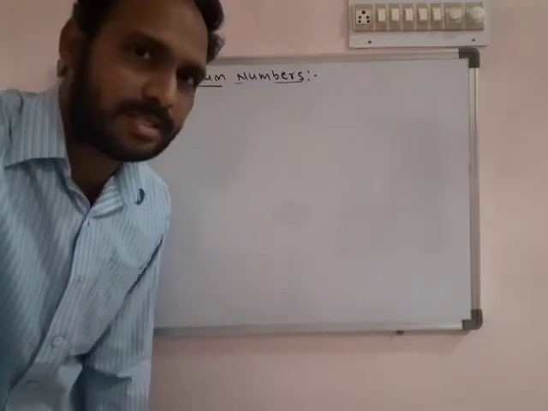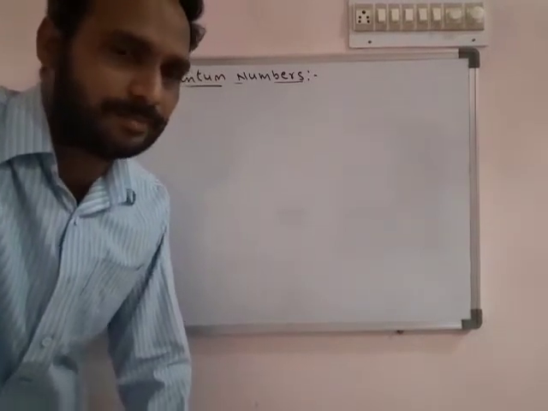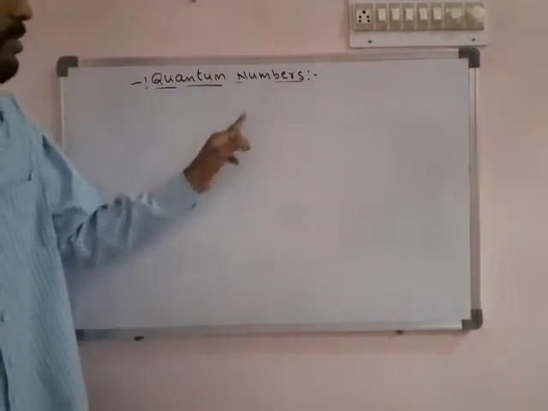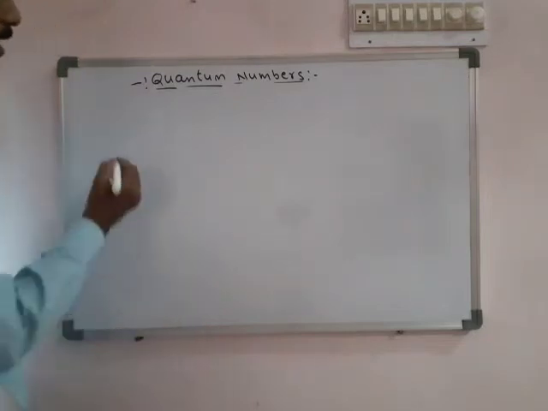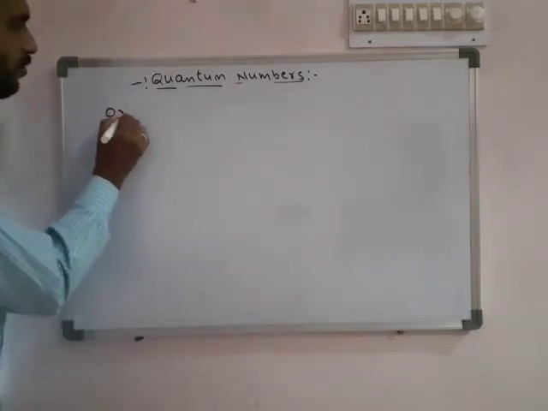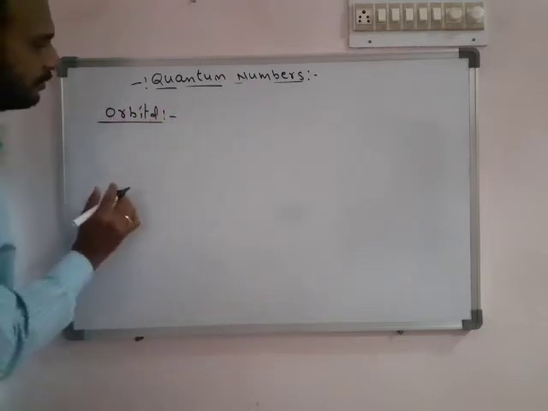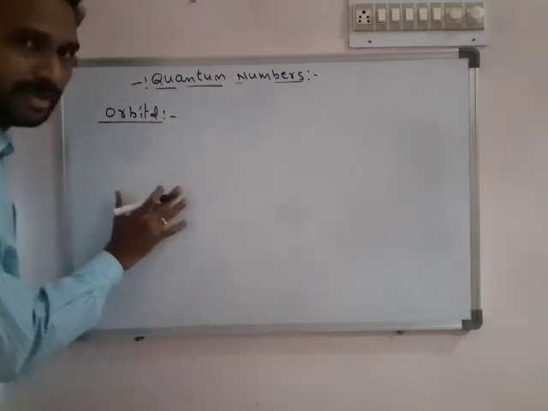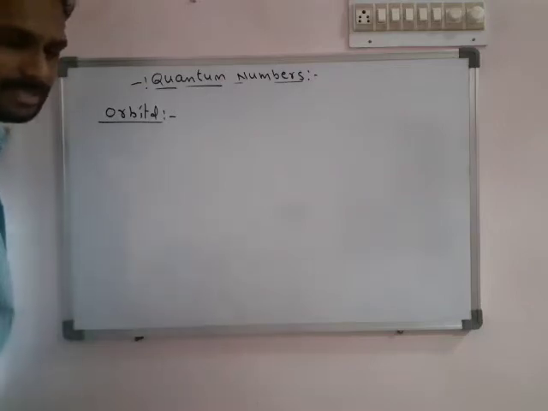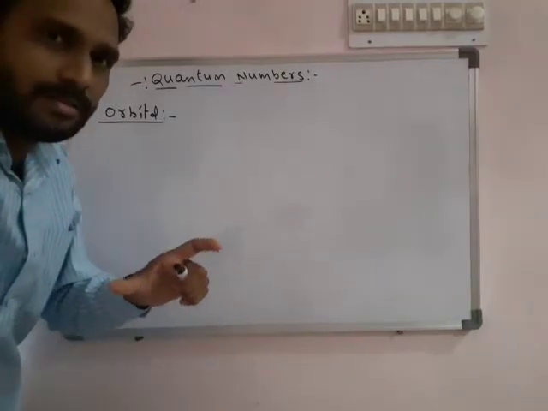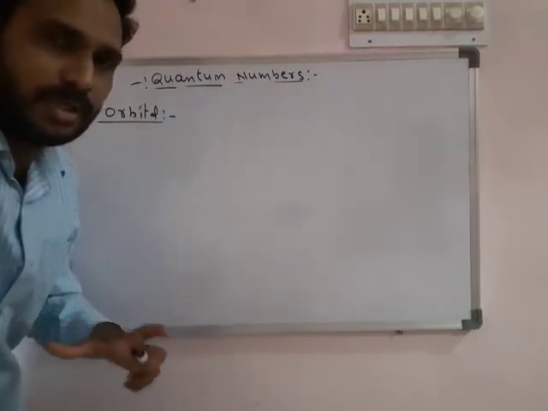Okay, so now we discuss quantum numbers. Before going to quantum numbers, let us define what an orbital is. An orbital is totally different from an orbit. An orbit means a circular path where the electron moves around the nucleus.